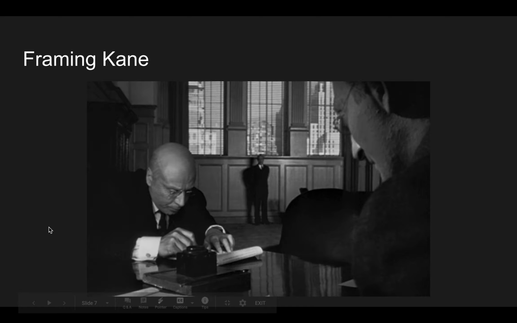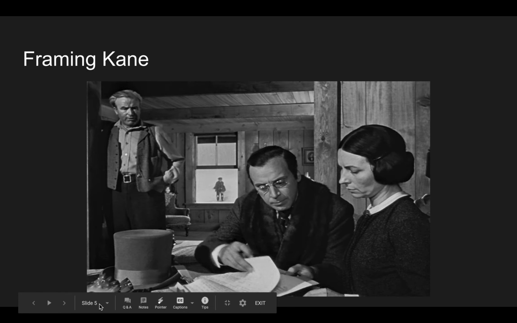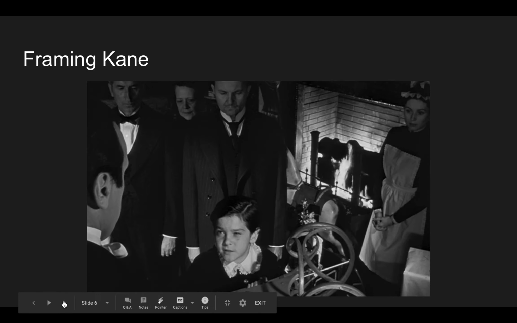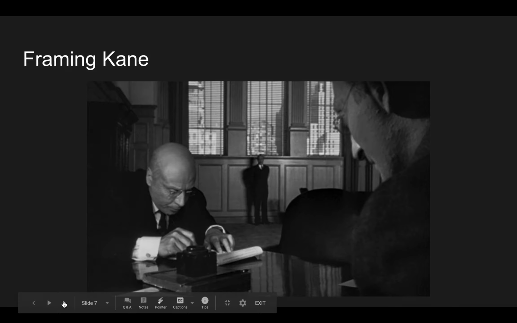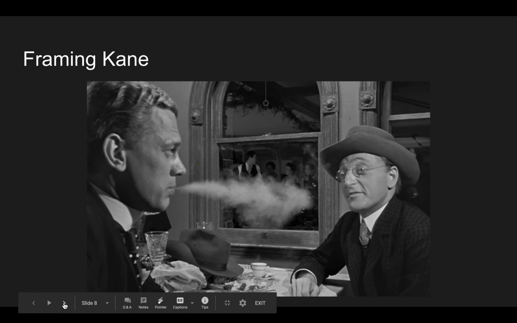Go to the next one. Okay, we talked about this one already. You can see the similarities here. If we look back here, Charlie is in the background, framed by a window. And again, this scene is about a loss of control, loss of power.